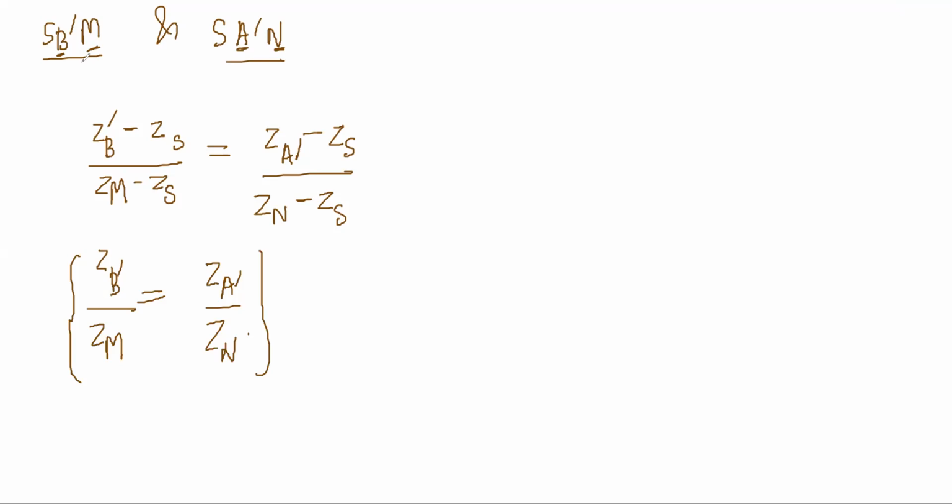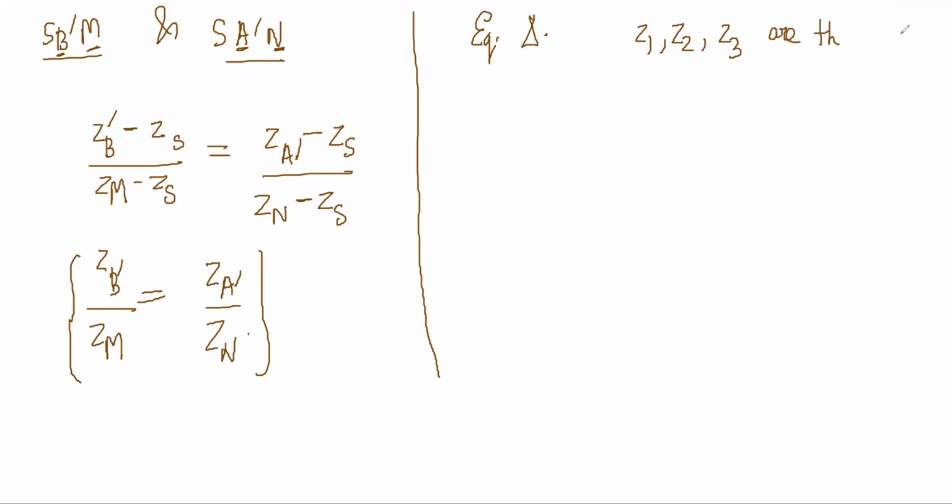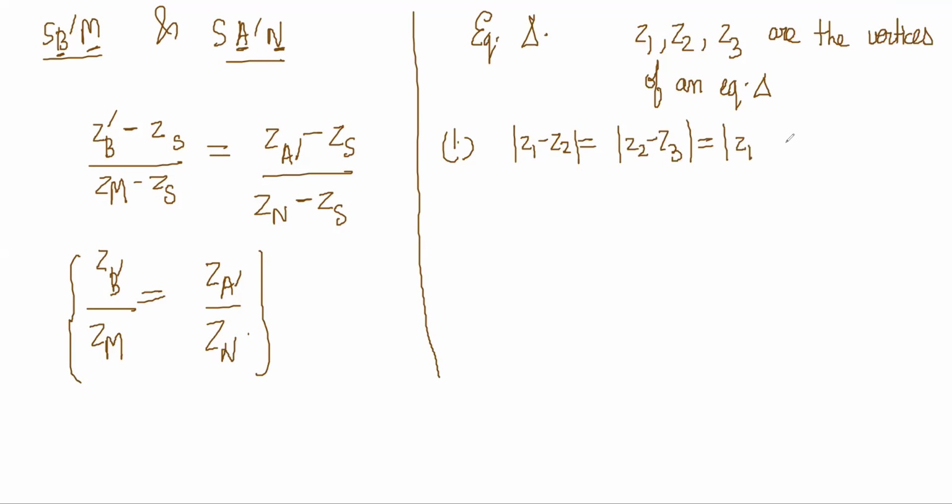What I want to also show you now is equilateral triangles. What is an equilateral triangle? In an equilateral triangle, you have many conditions. In complex numbers, if Z1, Z2, Z3 are the vertices of an equilateral triangle, then you will have these conditions. First condition is obvious. Mod of Z1 minus Z2 is equal to mod of Z2 minus Z3 is equal to mod of Z1 minus Z3, right?